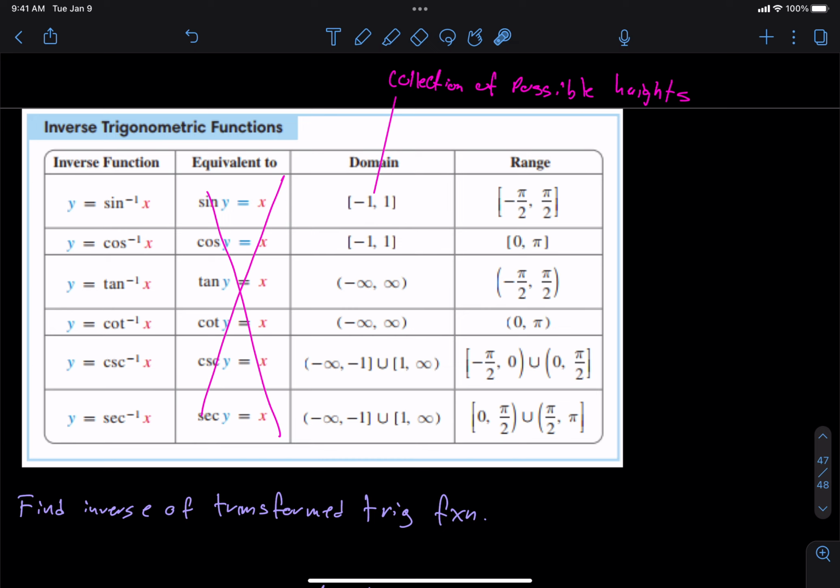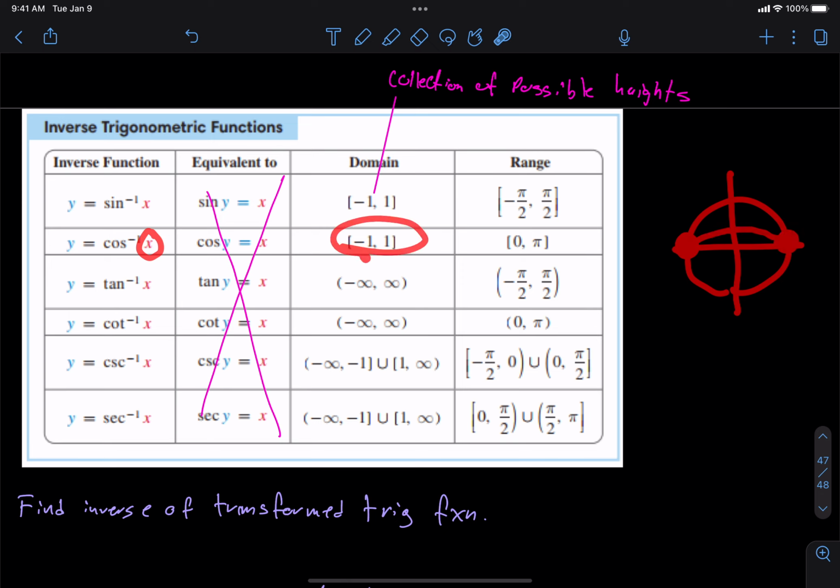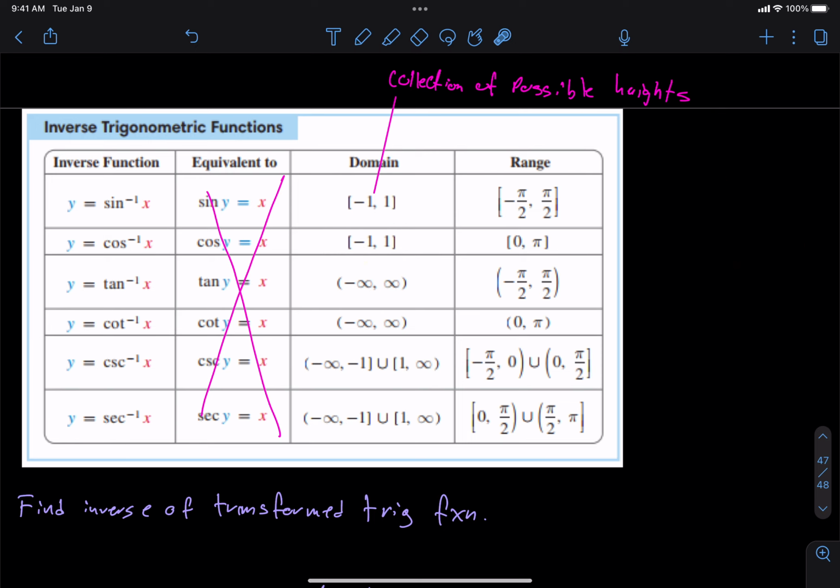All right, how about cosine inverse? Okay, what is cosine inverse? Well, we give cosine an x value of a point on the unit circle. The possible x values on the unit circle are from -1 as the smallest up to 1 as the biggest. So the domain is -1 to 1. And the range will be from 0 to pi.